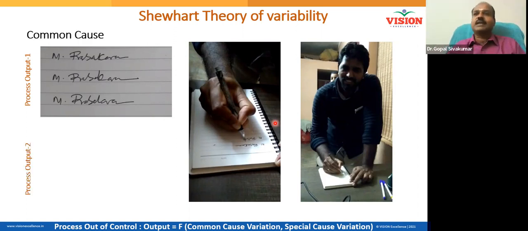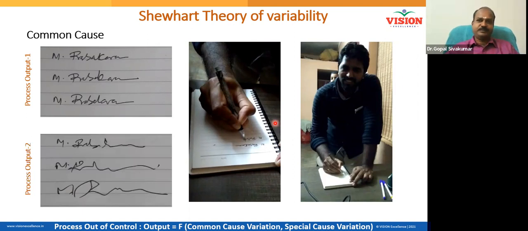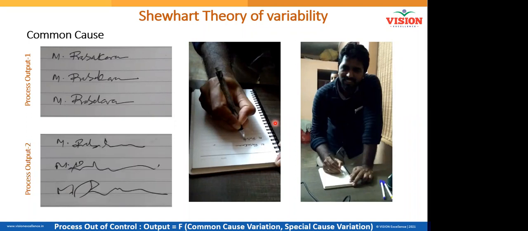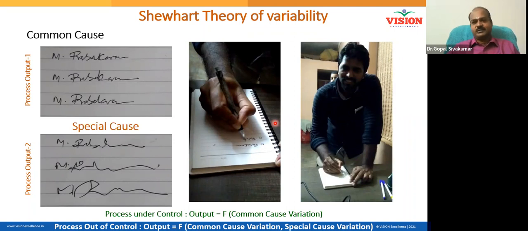But in the other case, the signatures are like this. Now I will probably stop the payment. Do you understand? Yes, sir. Because it is a special case, right? So we need to understand.